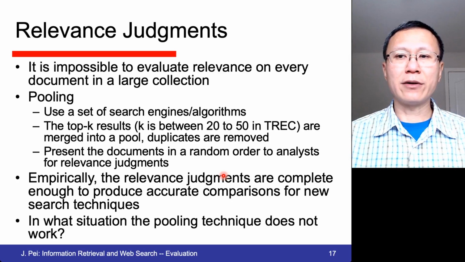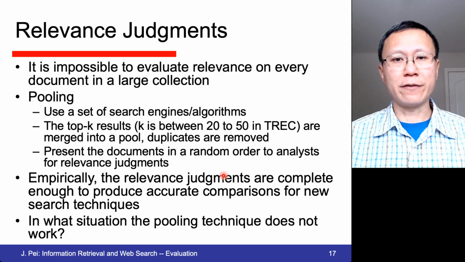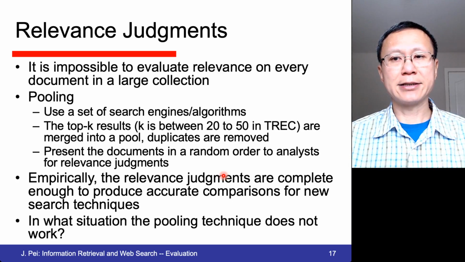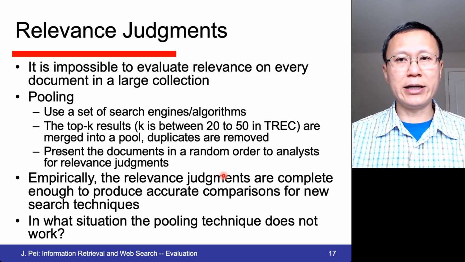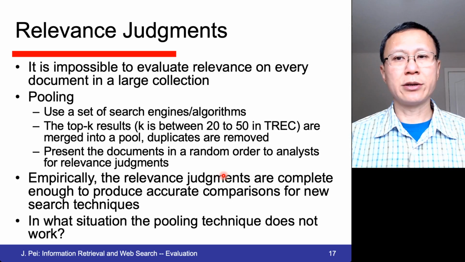If we have a large collection of documents, even if we have the information need, it is still very challenging and almost impossible to manually evaluate the relevance of every document in a large collection against the information need. How can we solve this problem? How can we effectively use multiple judges to provide us the relevant information about documents and the query?